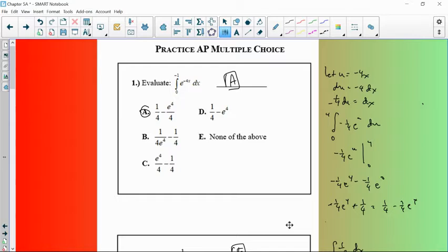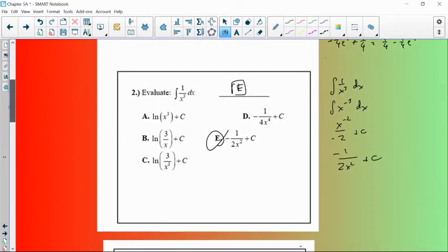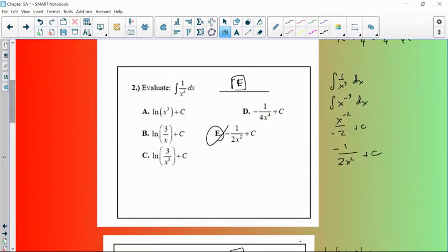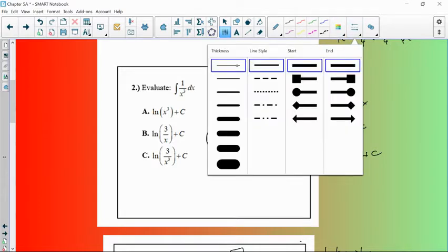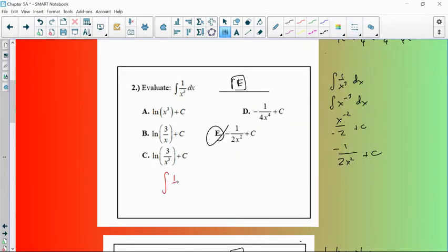So again, you can see the solution on the right. Feel free to pause the video if you want to just double check the work. For number two, it's E. And you have to be really careful because we get in the mindset of seeing reciprocals, right? And we know the antiderivative of 1 over x is ln of the absolute value of x, plus c.